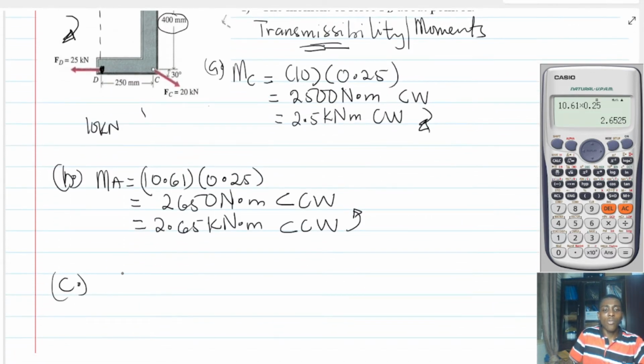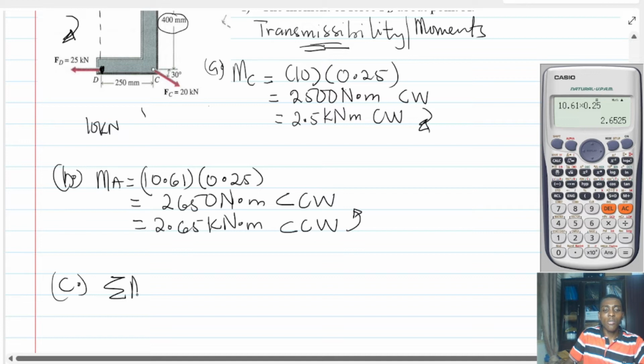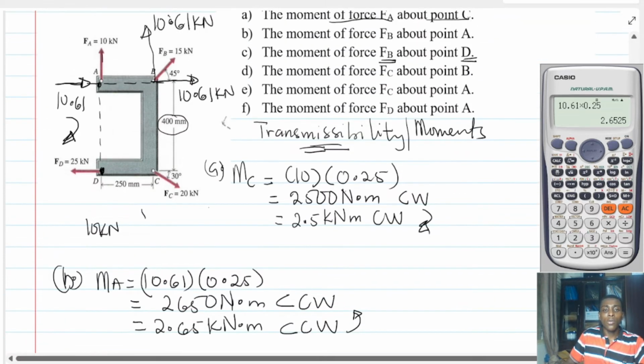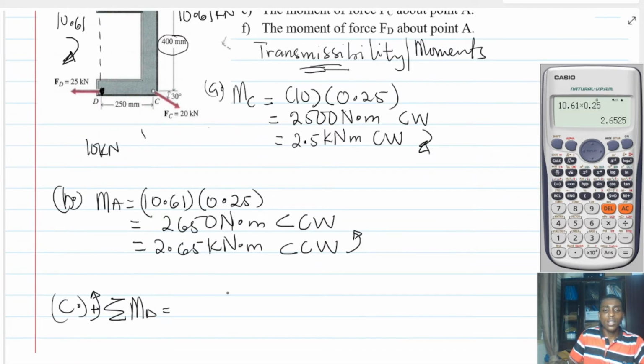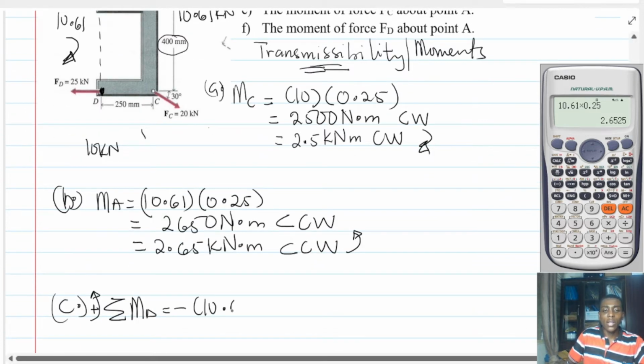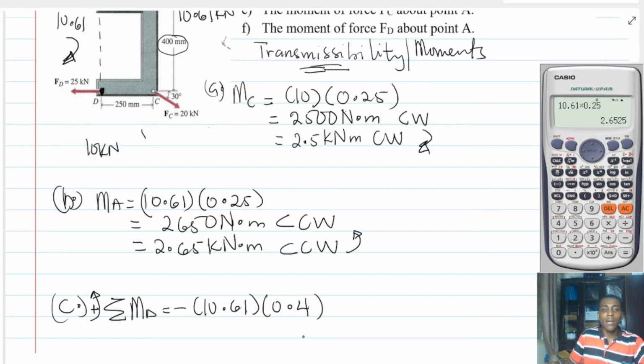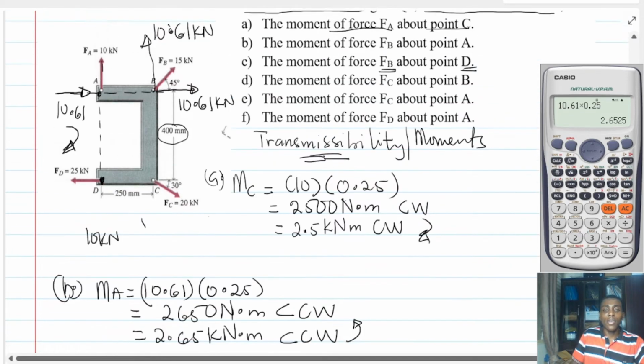Okay, but then let's choose a convention. So we are going to sum moment about point D. Counterclockwise should be positive. So with the first one, it's going to be clockwise. So let's negate it. So minus 10.61 multiplied by 0.4. Is that right? And then we will do the vertical component.